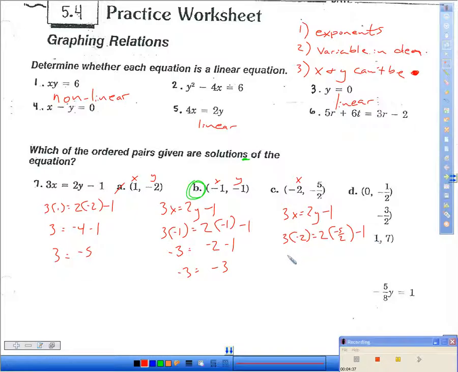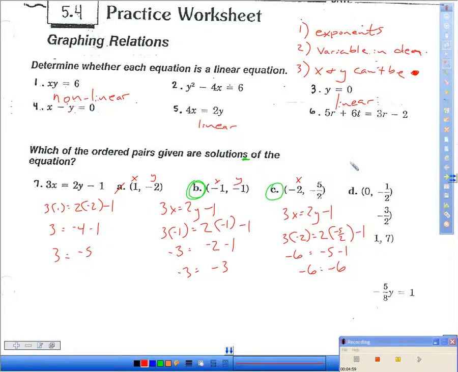When we simplify the left-hand side, we get negative 6. When we simplify the right-hand side, we get negative 5. When we multiply, minus 1 would be negative 6. So negative 6 equals negative 6. The left-hand side equals the right-hand side. So we know that is a solution. So I'm going to circle C because we know that C is a solution also.